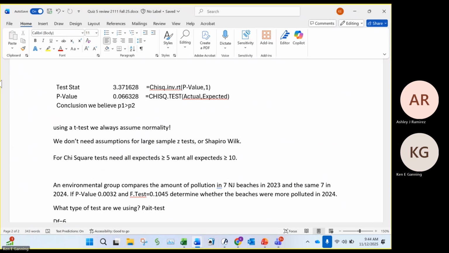Okay. Paired or unpaired? What do we think? Paired. Because the same beaches, correct. Now, if we did one set of beaches in 2023 and another set in 2024, then it would be unpaired. But since we're using the exact same beaches, it would be paired. The f-test in this case is irrelevant, but if I said the f-test is irrelevant in this case, that pretty much tips what the answer is.